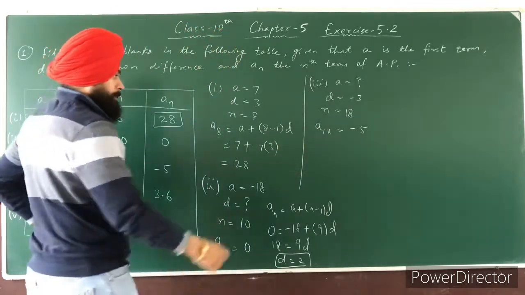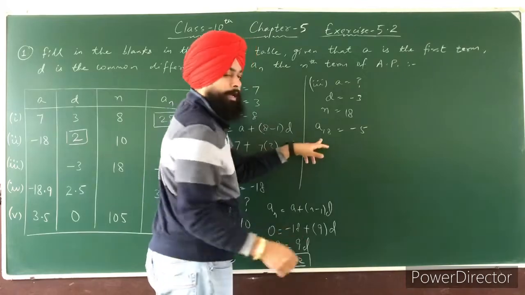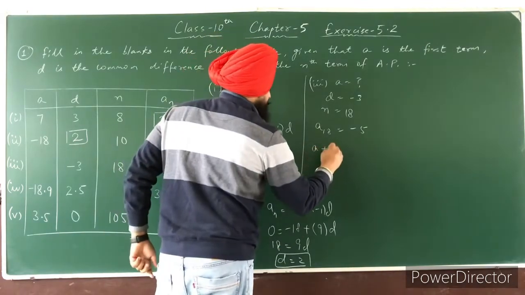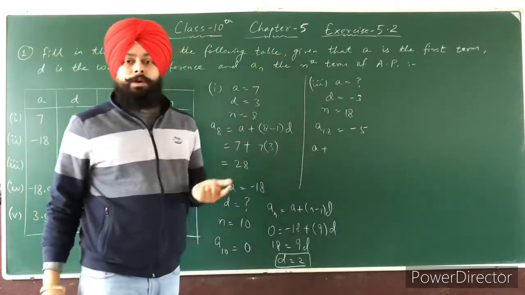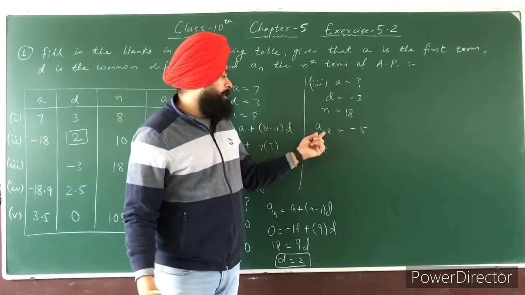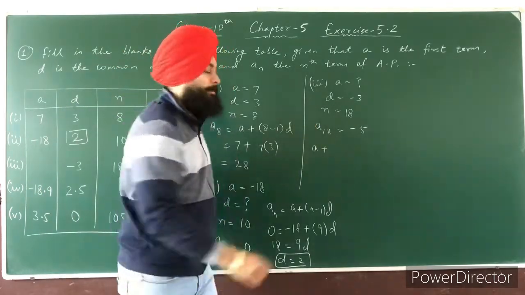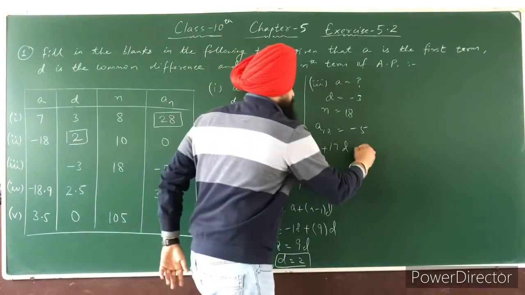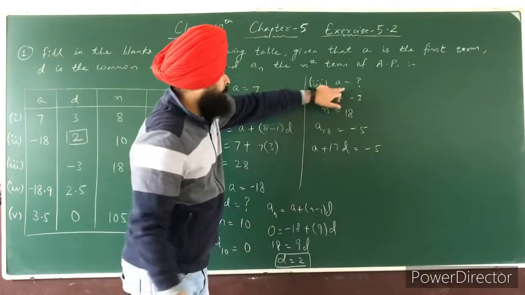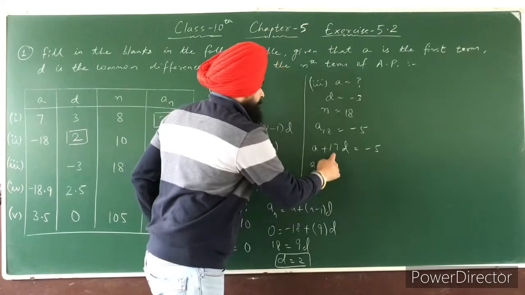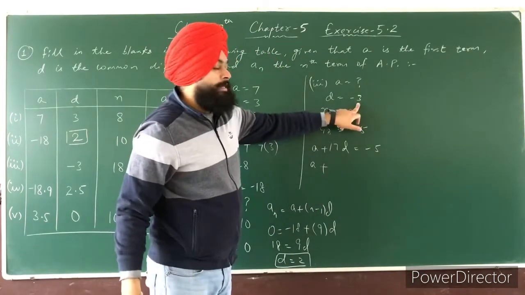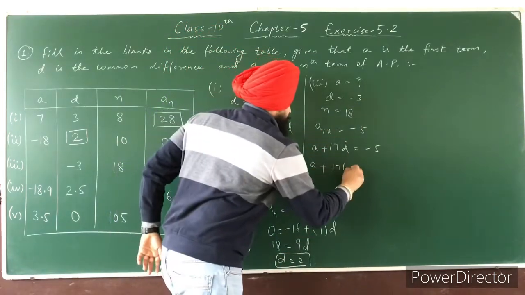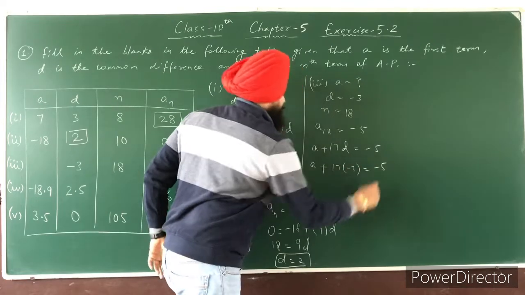Now find the first term. So first put the formula for a_18. So a_18 is how much? a plus (n minus 1) into d. n is here 18 and 18 minus 1 is 17. You can write here a plus 17d is equal to minus 5. Now the value of d is here minus 3. So 17 into minus 3, is equal to minus 5.